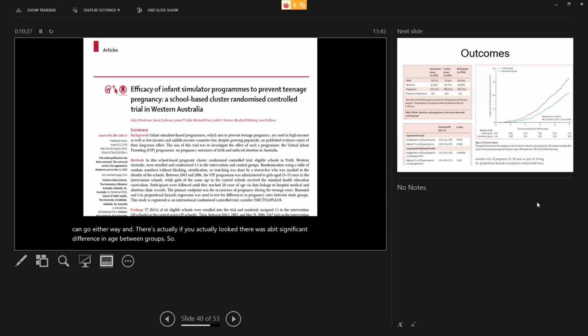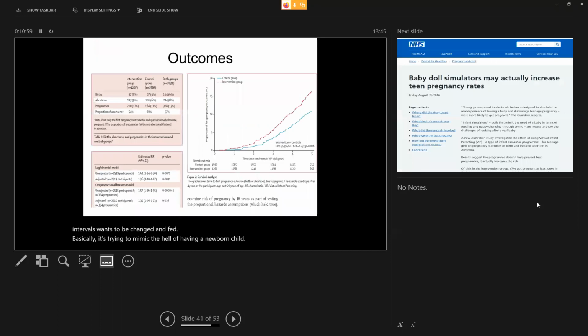This is one of the trials from Jamie's review. This is a cluster randomized trial of infant simulators. This is where young women still going to school were randomized to receive an infant simulator, which is basically a young baby you take home for the weekend, and the simulator cries at random intervals, wants to be changed and fed. Basically, it's trying to mimic the hell of having a newborn child. And if you look at the outcomes of that randomized trial, it appeared to show that giving these young women simulated babies increased the risk of pregnancy in the next few years. So the level of teenage pregnancy increased.